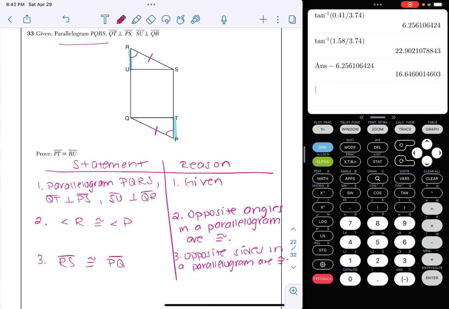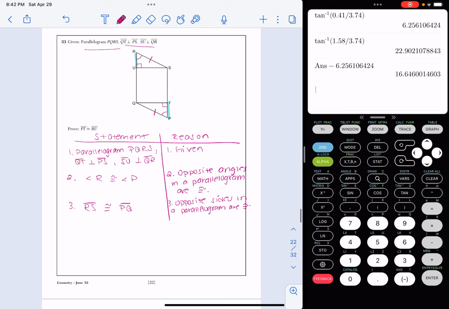And now let's look at the other given. We are given that we have two sets of perpendicular lines. Perpendicular lines form right angles. And you can see here that there's a right angle in each of those triangles. So let's talk about those in our proof. So for line 4, I'm going to say that angle RUS and angle PTQ are right angles. My reason is that perpendicular lines form right angles.